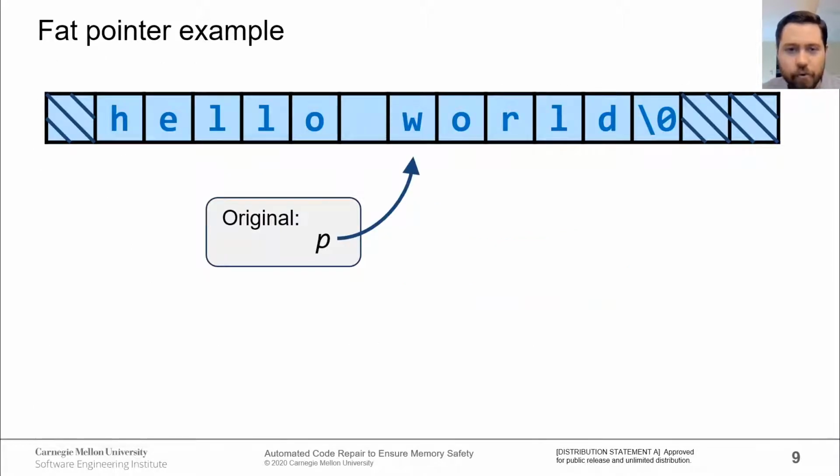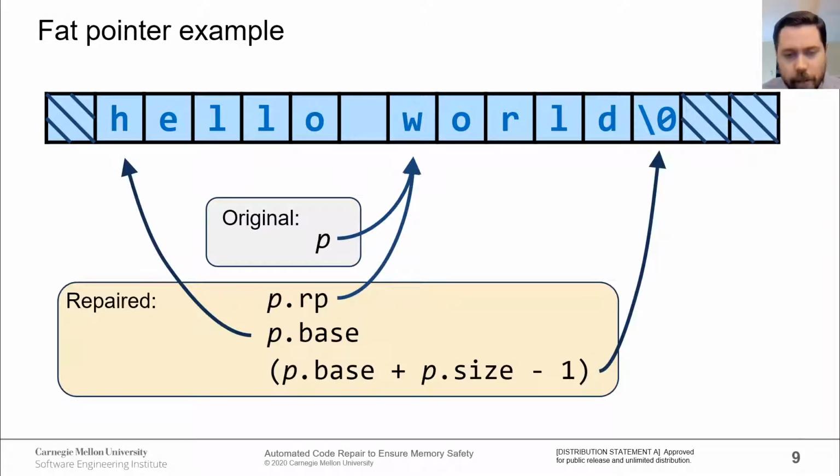Consider an example program with a pointer p that points inside of a string. In our repair, we convert p to be a fat pointer. In addition to the original pointer, we also have a pointer to the beginning of the memory region and another pointer to the end of the memory region.